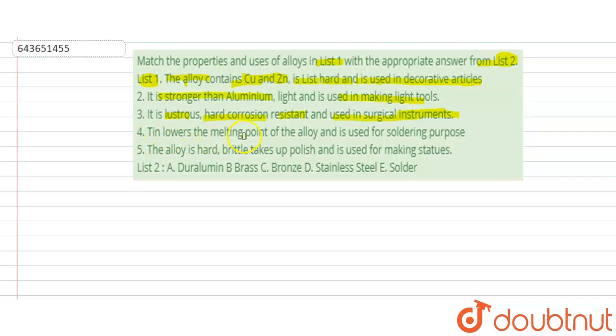Fourth, tin lowers the melting point of the alloy and is used for soldering purposes. Fifth, the alloy is hard, brittle, takes a polish, and is used for making statues. List 2 is for Duralumin, brass, bronze, stainless steel, and solder. If we see the composition of Duralumin, it is composed of 90% to 94% aluminium. It means that the main constituent element in Duralumin is aluminium.